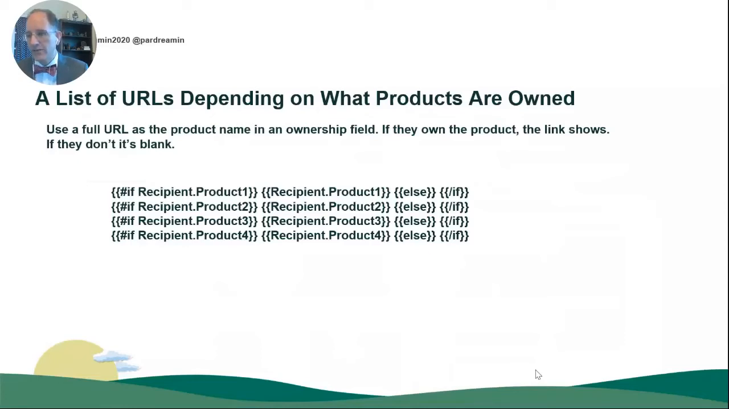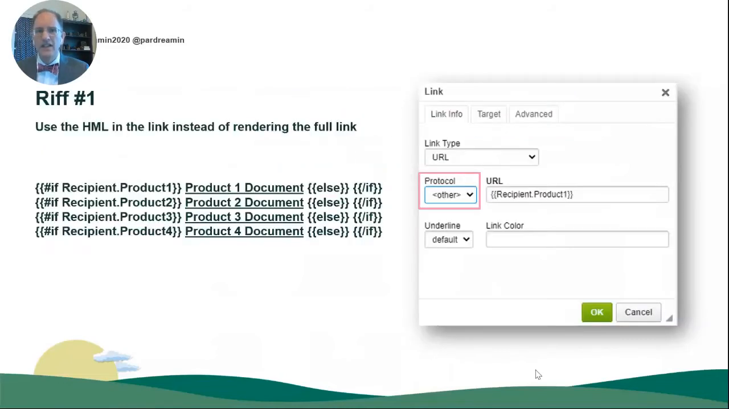So if they own product 1 and 3, it would show them the first 2 links for products 1 and 3, but not anything for 2 and 4. So here's another riff on this. If you use the handlebar merge in the link instead of rendering the full link, you can just use that in the URL builder in the email with the protocol other, then you use your handlebar merge in the URL field, and it'll render that behind the text that says product 1 document with the URL link in it. So that's a way to, again, not show the full link. You could show text linked to it.